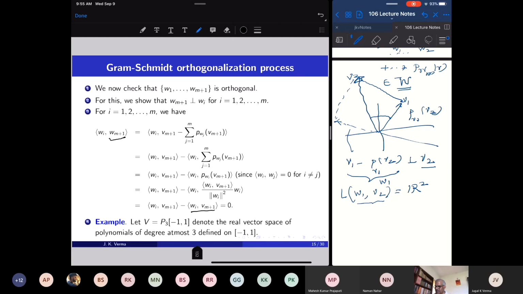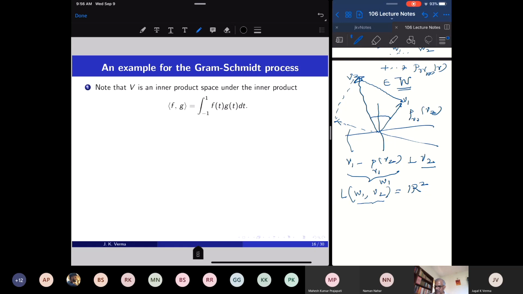Okay, yeah. So let me illustrate this with the real vector space of polynomials of degree at most 3, and suppose they are defined on -1 to 1. Of course, polynomials are defined on the whole real line. But in order to make an inner product space out of polynomials, we have to think of them acting on a closed bounded set, because the inner product is defined through an integral.